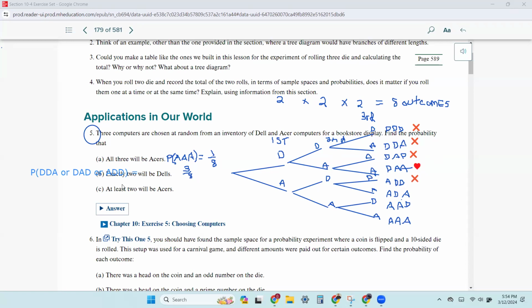But the next one, we've got to love that one, because it's got 2 A's, and this one has 2. What about that third one? Is that one going to count? Yeah, because that's at least 2. It's 3. But it's at least 2. So now all the ones there with the little heart gives us 4/8. And 8 is the same denominator for all of these. So this probability is 1/2. So one half of the outcomes has at least two Acer computers in it.